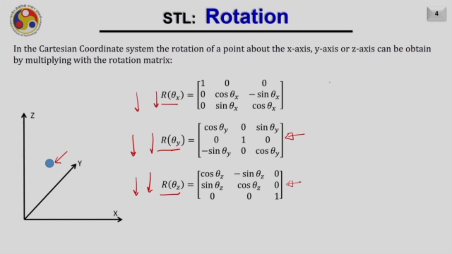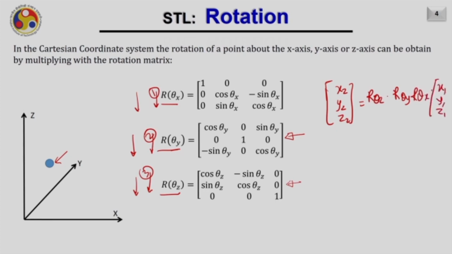So basically, if I am just writing it, x2, y2, z2 equals to this sequence first. So first rotation about x, second rotation about y and third rotation about z. It will be written as R(theta z) into R(theta y) into R(theta x) into x1, y1, z1. It is only when this sequence is followed. If the sequence is something else, then I need to write that sequence.